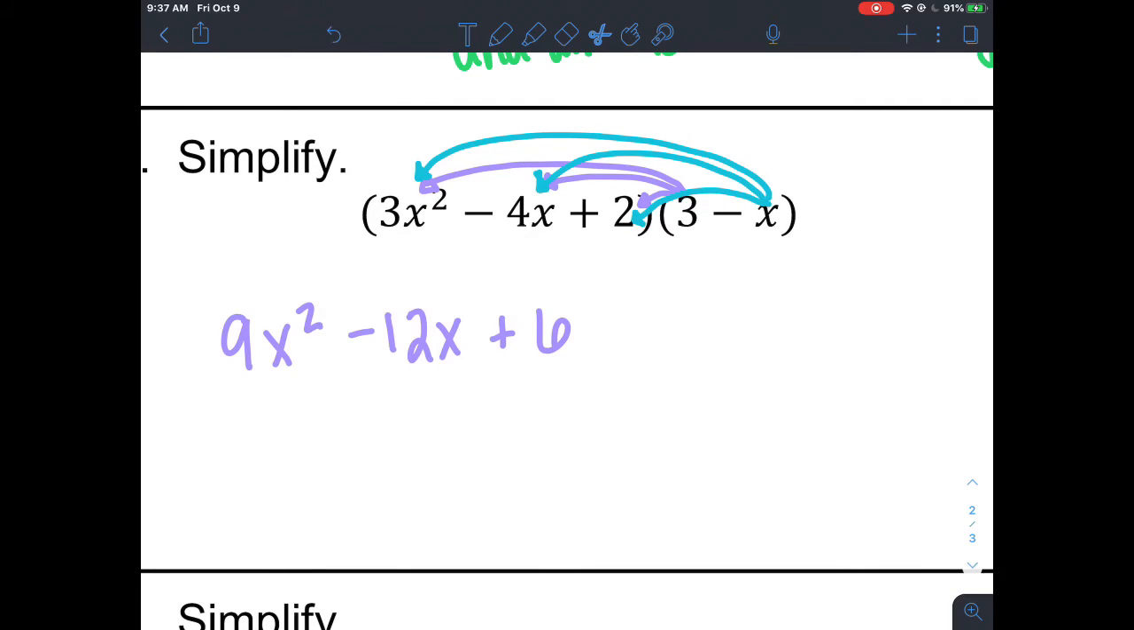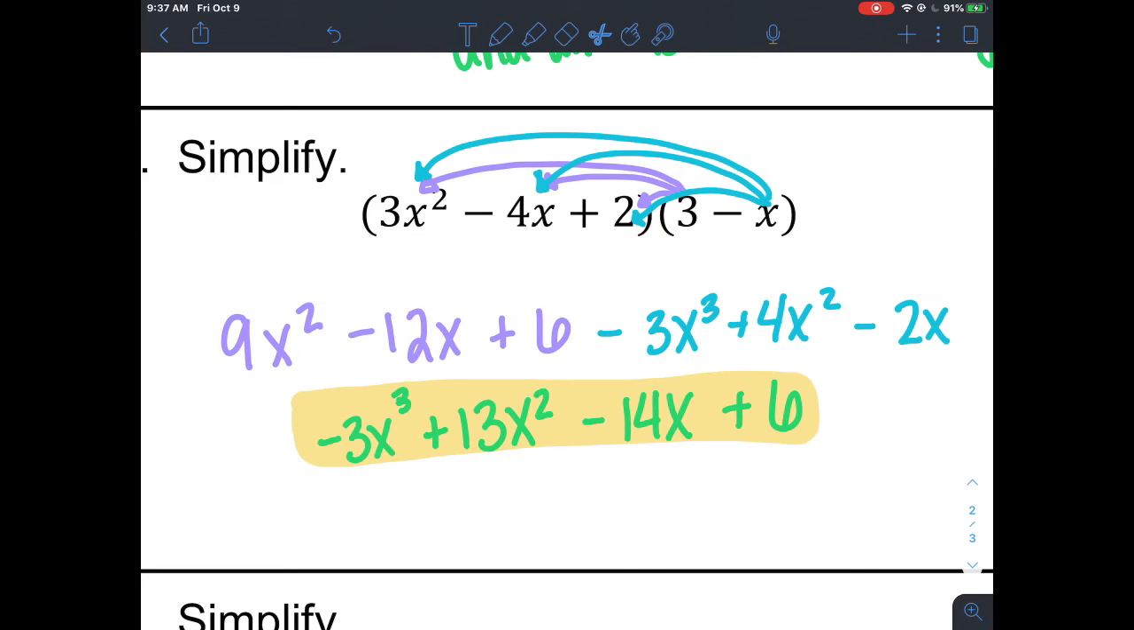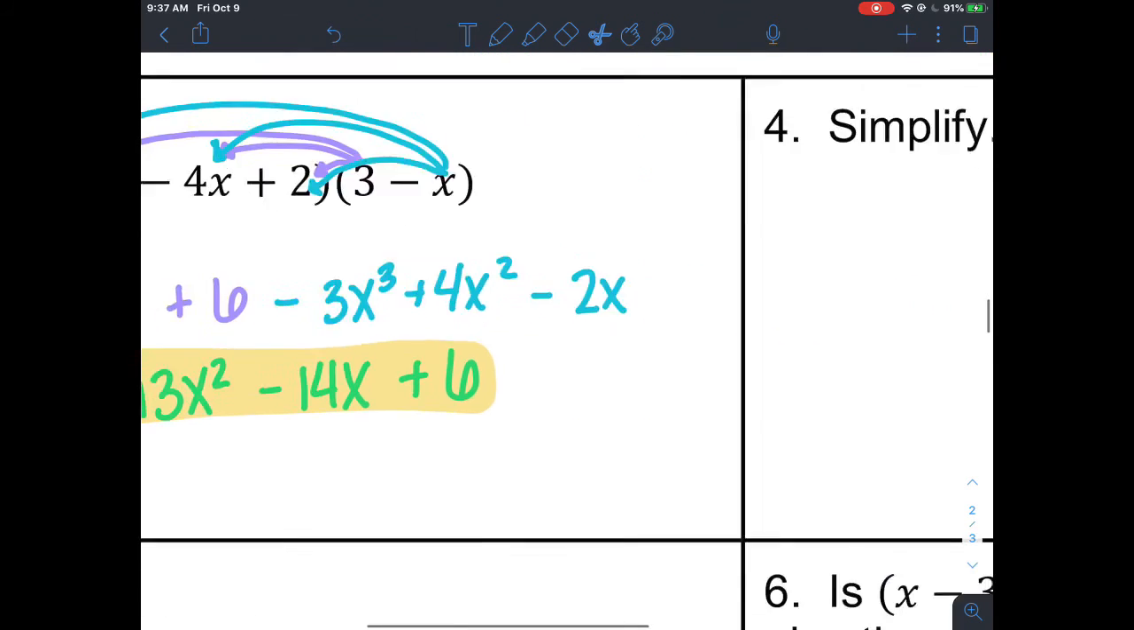So I distribute the 3. So 3 times 3x squared, 9x squared, minus 12x plus 6. And then I do the same thing with the -x, and I get -3x cubed plus 4x cubed minus 2x. And then I just need to combine like terms.